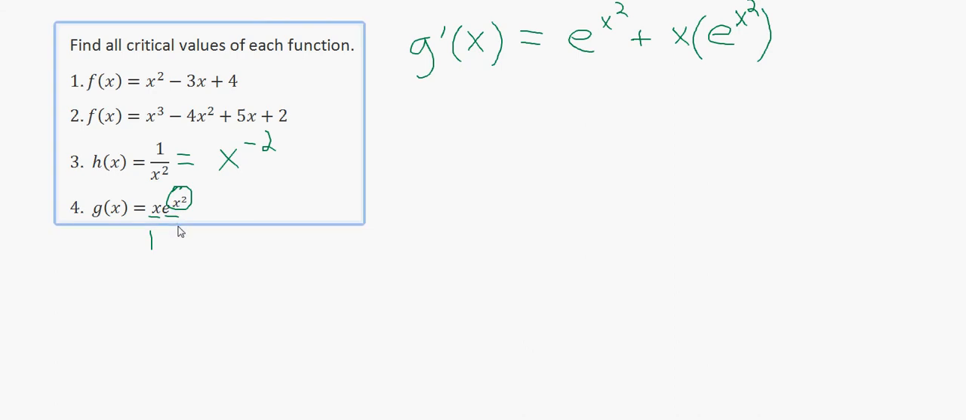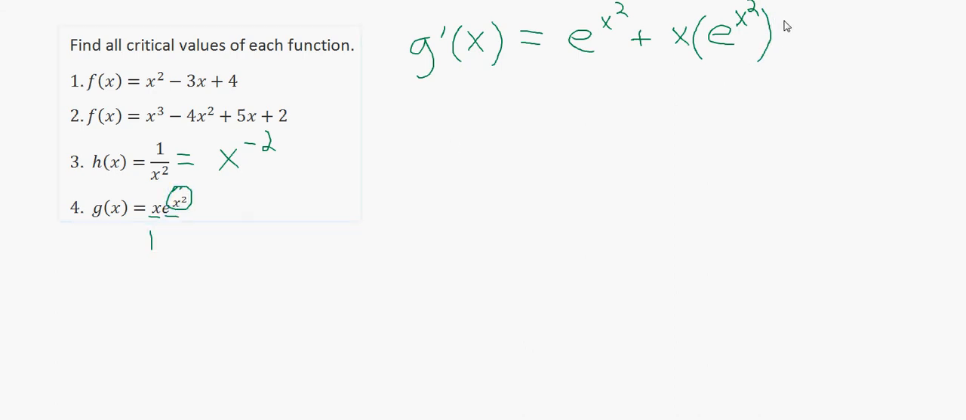So we simplify. x and 2x, that makes 2x squared. And we're still multiplying by e to the x squared. So that's what g prime of x equals. This thing is never undefined, so that's not a worry here. But we've looked for critical numbers. I want to know, where is this thing equal to 0?